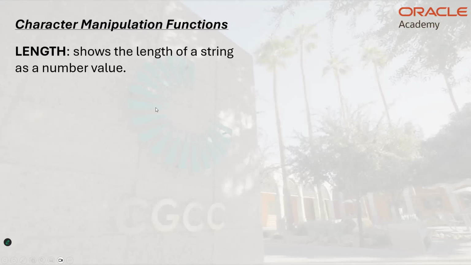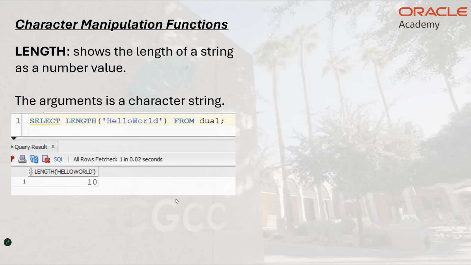And length, combined with substring too, this is very important. So the argument is a character string, and the syntax is length and then the string in parentheses, and it will return the length of the string. So we know that hello world has 10 characters. And if you think about it, you can do a lot with that without even having knowledge of what's in that particular data column.